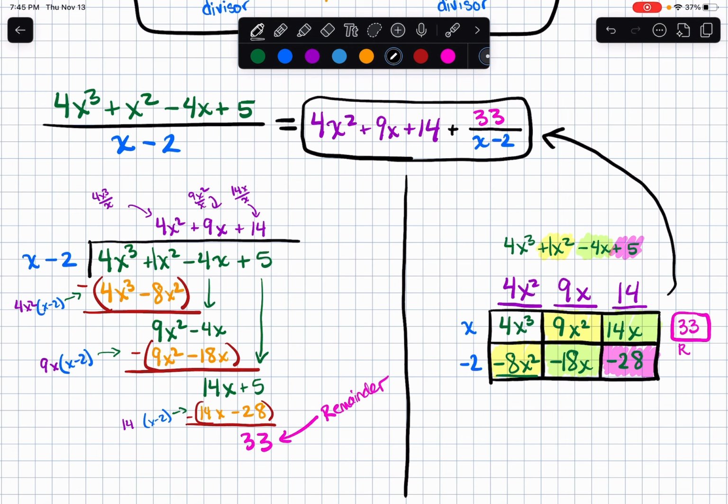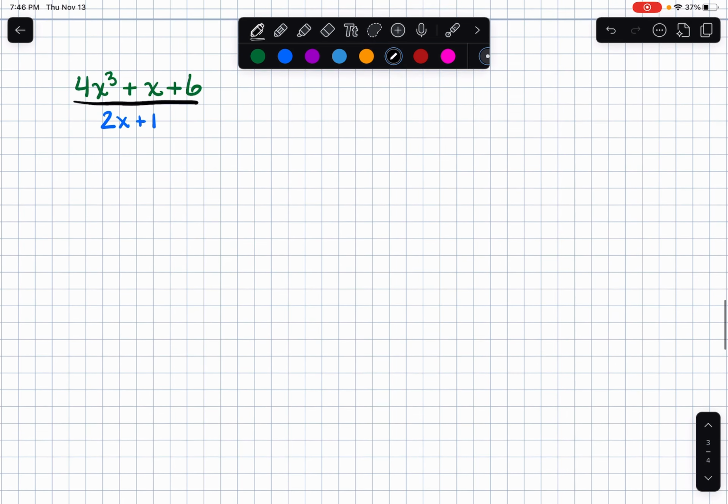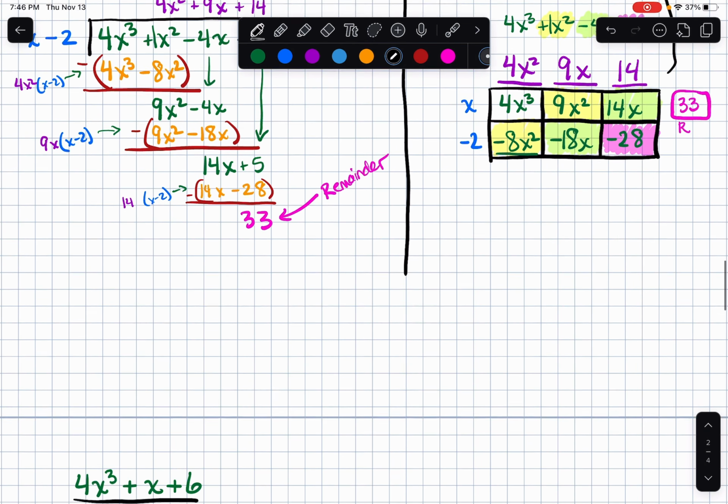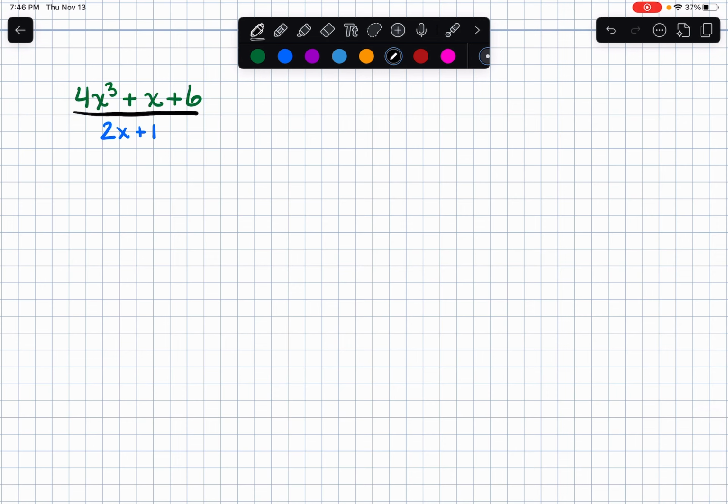And now you see we have gotten the same result, but with a more area model type of thinking. We divided 4x cubed plus x squared minus 4x plus 5 by x minus 2. The quotient was 4x squared plus 9x plus 14. The remainder was 33, which we put over the divisor of x minus 2. So two different methods of performing the same division. So at this point, I'm going to just do a second example with the same two methods. So down here we have 4x cubed plus x plus 6, all divided by 2x plus 1. First, and I'll do this one slightly faster since you've seen one example, I'm just going to point out some important differences as I go.